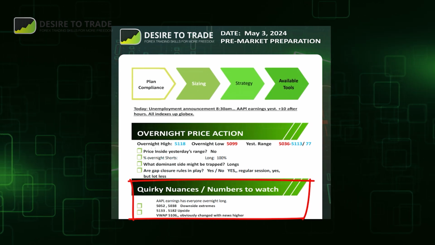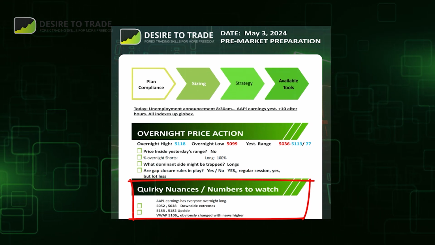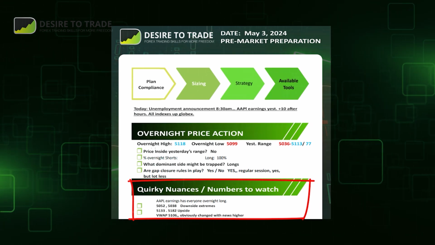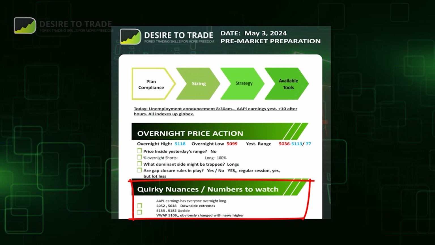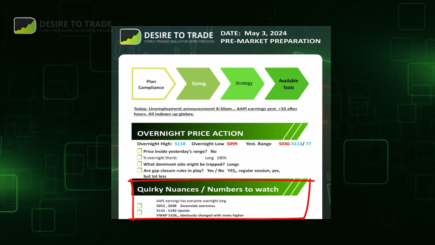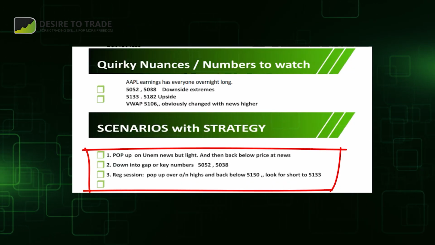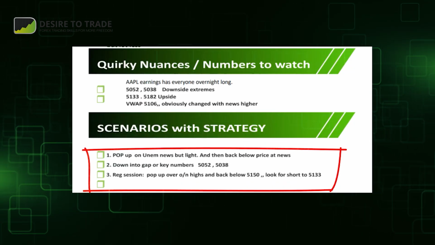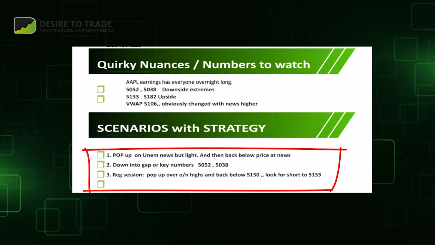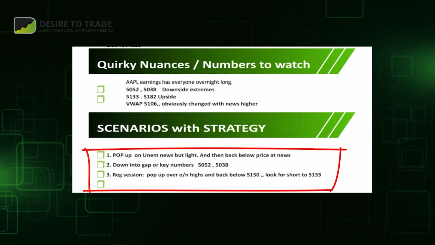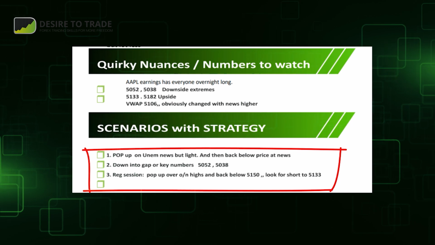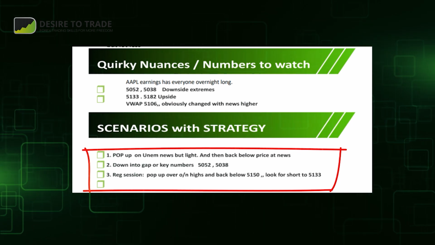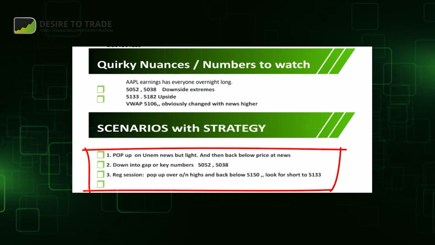probably not in play. 51.33, these are numbers from yesterday, pre-market. 51.33, very much in play. 51.92 to the upside. And VWAP 51.06, that obviously with scenarios. Pop up on unemployment, but light. And then back below price at news, okay? Highly unlikely, or less likely, but it did pop up. And then back below price at news, well, I'm thinking more of a pullback to go long.